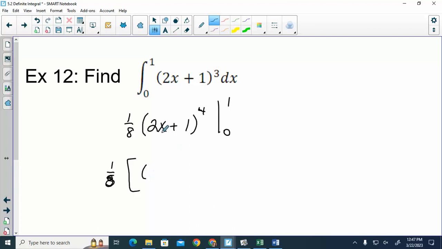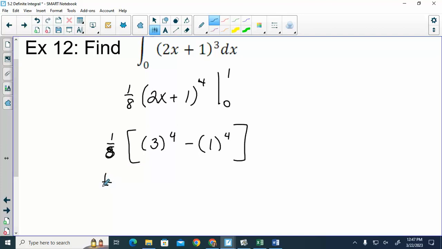when you evaluate. So if I put in a 1, 3 to the 4th minus, if I put in 0, 1 to the 4th, so 81 minus 1. Going to do just a few more of these today.